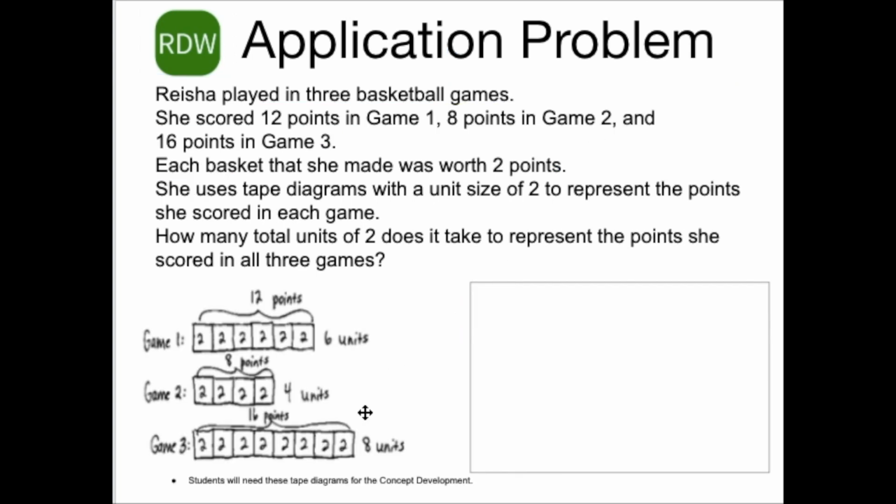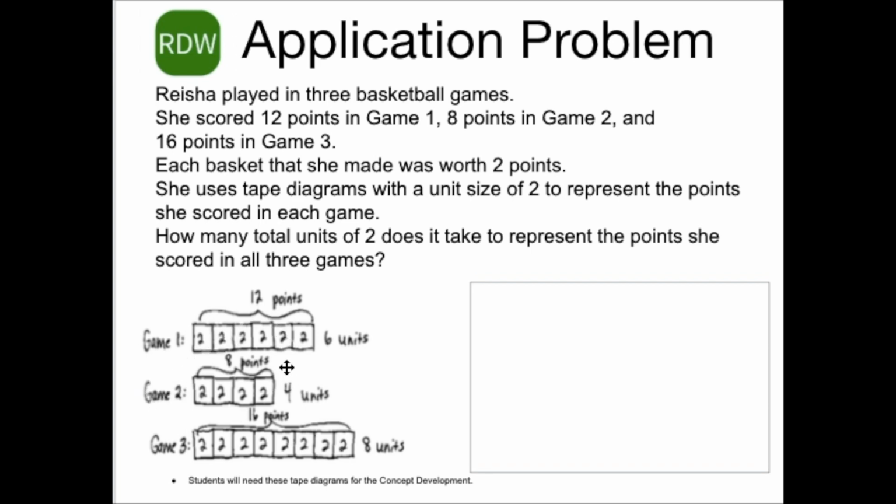Okay, let's take a look at what you guys could have done on your paper. So here I have 3 tape diagrams. Game 1 is right here. Game 2 is right here. And game 3 is right here. In game 1, she scored 12 total points. 2, 4, 6, 8, 10, 12. She scored 12 points, 6 units of 2. The value of the unit is 2.